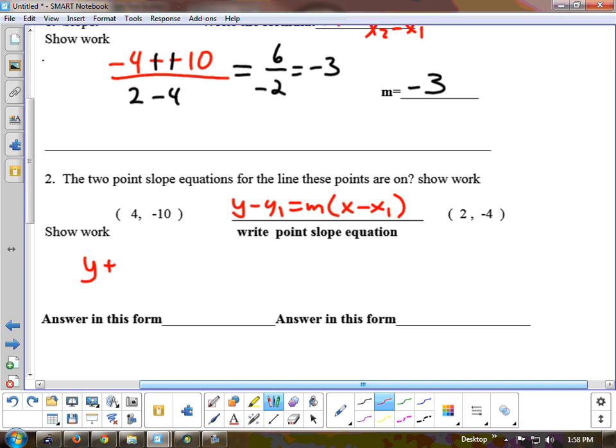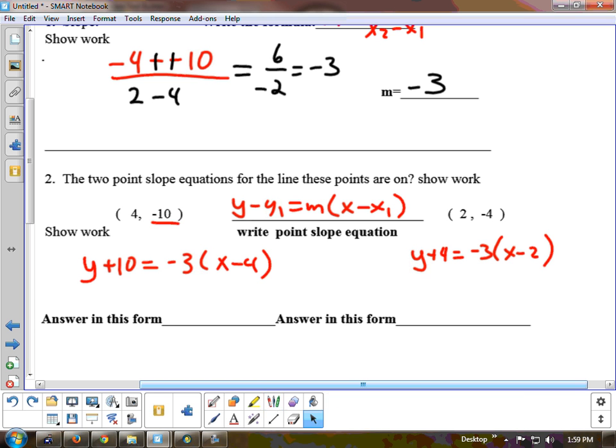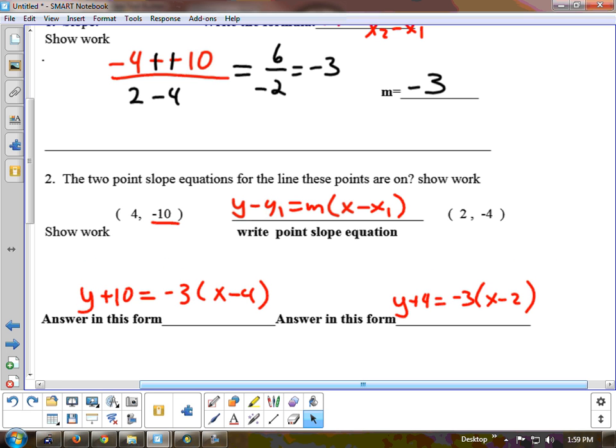y plus 10. Again, if it's minus, we're going to write a plus here. Equals m, well, m is negative 3, times x minus 4. And then over here, I'm going to use the same formula, but put in different points. y plus 4 equals m, which is negative 3, times x minus 2. So these are the two answers that go down here for this form.